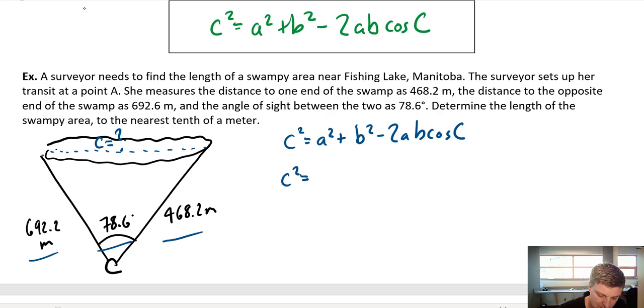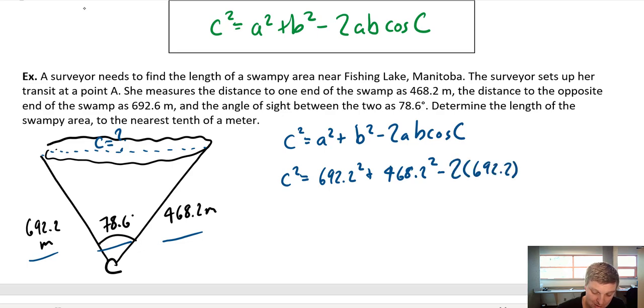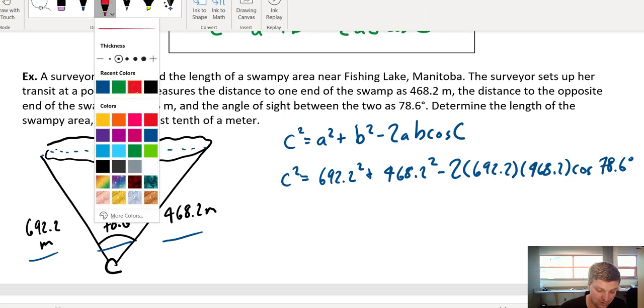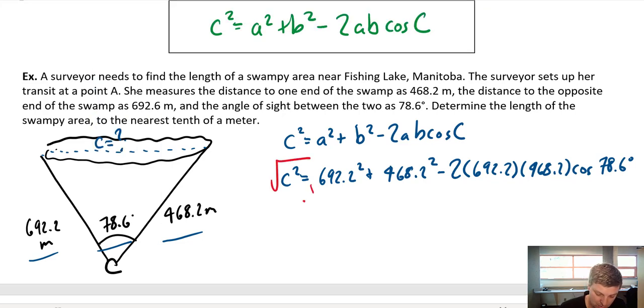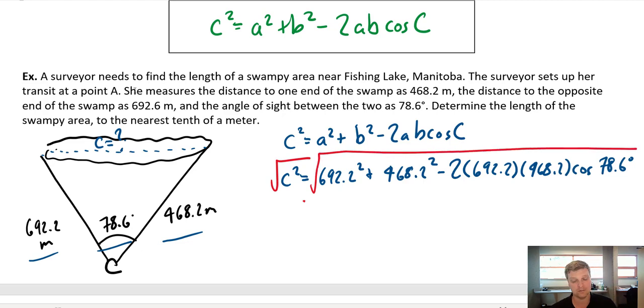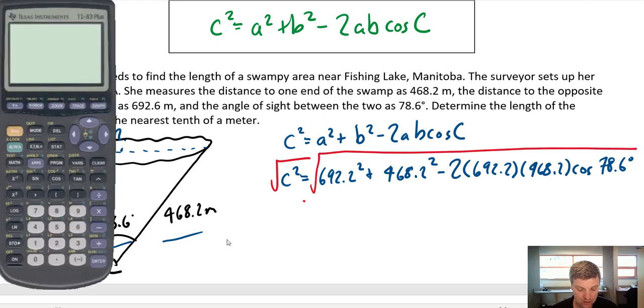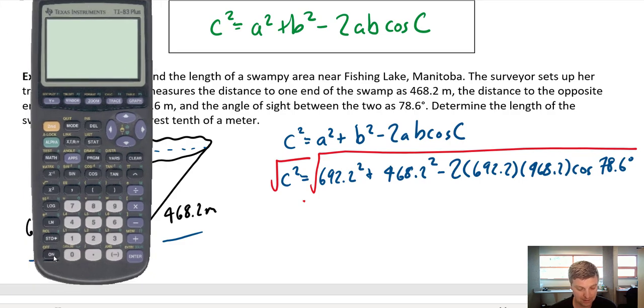So c squared is just going to equal, let's see, 692.2 squared plus 468.2 squared minus 2 times 692.2 times 468.2 times the cosine of 78.6 degrees. And then notice that if I want to actually solve this, I actually have to take the square root of both of those massive things. So what I might do, and it's up to you how you want to do this, is put this in my calculator in 2 steps. So I might do this first step and then just take the square root afterwards.